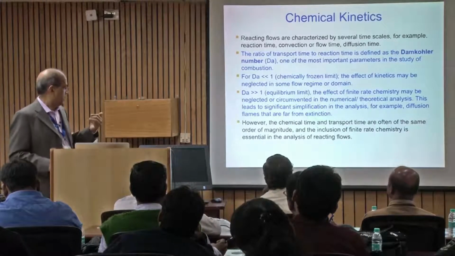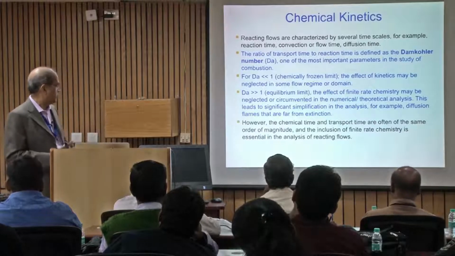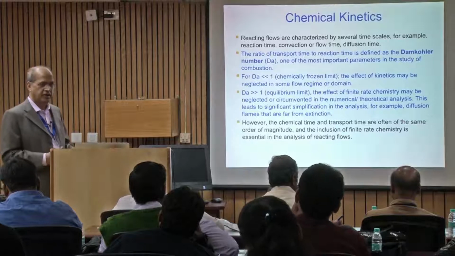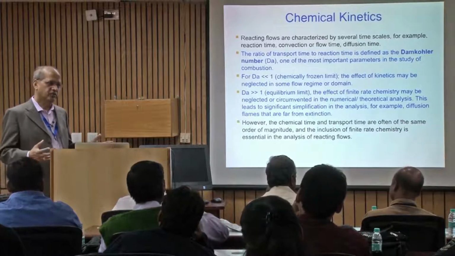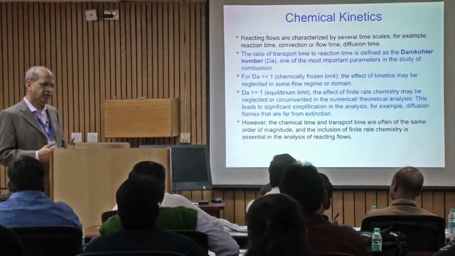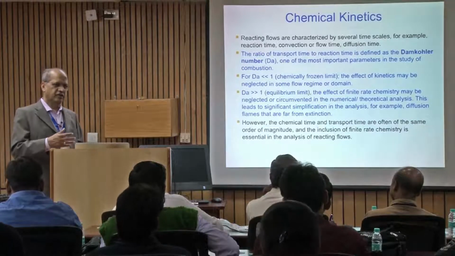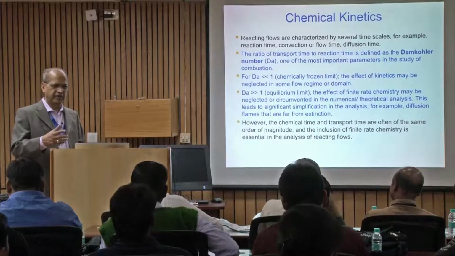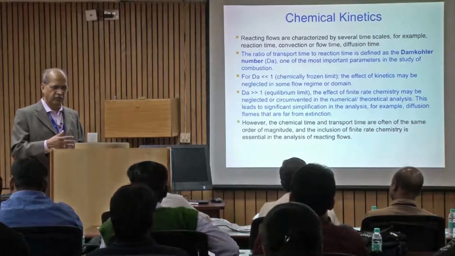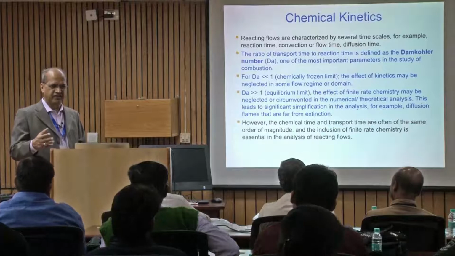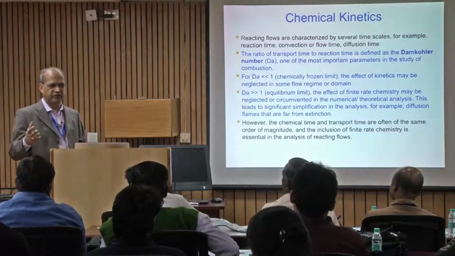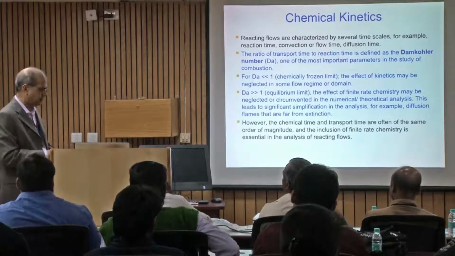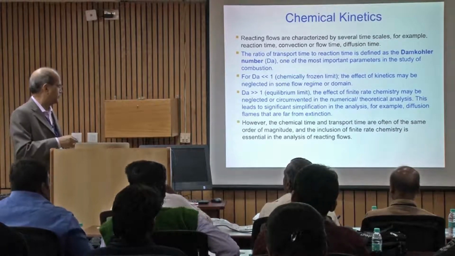The other extreme is the chemically frozen limit, when the reactions are extremely slow. This is like a supersonic flow through a nozzle: there may be some reactions going on, but the flow is so fast that it's chemically frozen. Reactions are not happening. So that's the other limit.